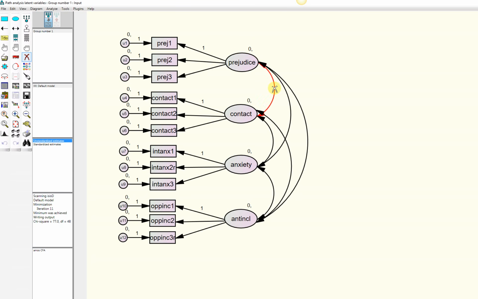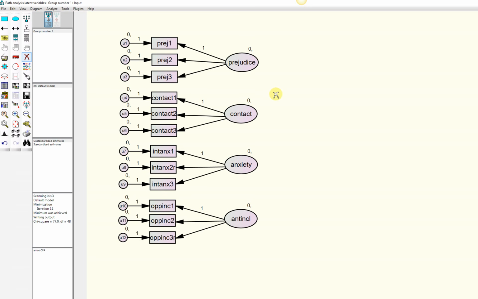So the first step is I'm going to delete all of these correlations among the latent variables, because I'm not going to be specifying all possible relationships among those variables. In the basic model that I'm going to be testing, I'm going to incorporate intergroup anxiety as being predicted by prejudice, then prejudice as being predicted by contact, and then anti-inclusiveness being predicted by both intergroup anxiety and prejudice.